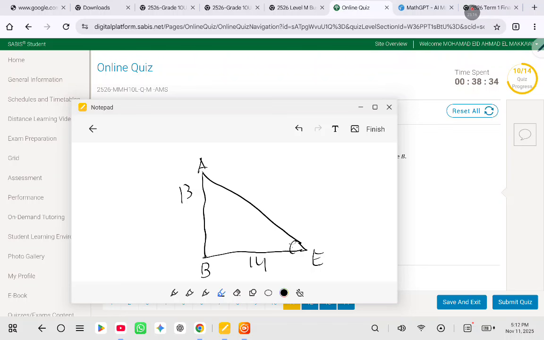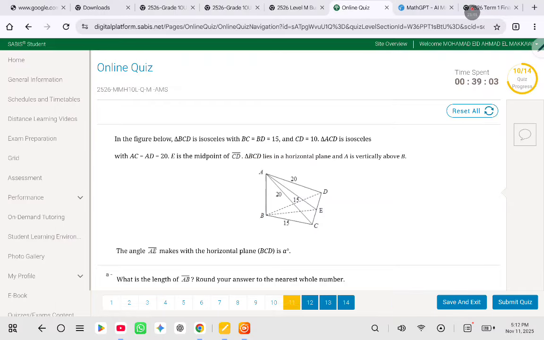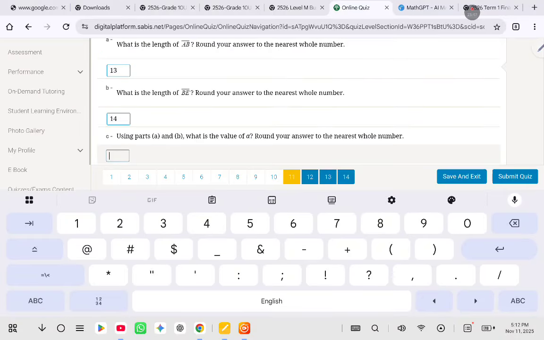They want E. We know that this is 13 and this is 14. Guys, what do we do? Because we have opposite and we have hypotenuse and we have adjacent, sorry. What do we get, guys? So the nearest whole number, 43.